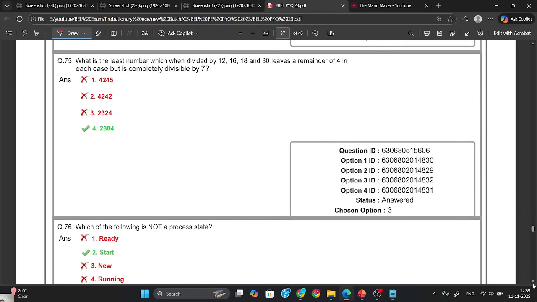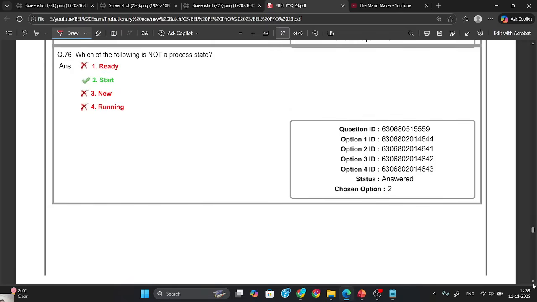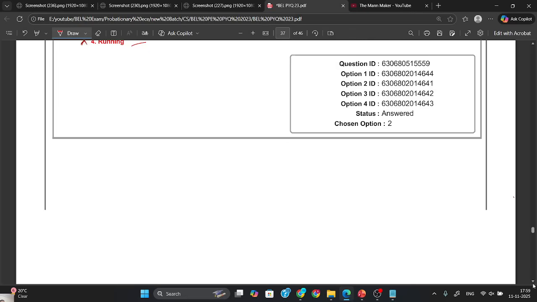What is the least number which when divided, it is a part of general aptitude. Which of the following is not a process state? So which of the following is not a process state? So ready is a process state, new, running, all are process states, but start is not a process state.